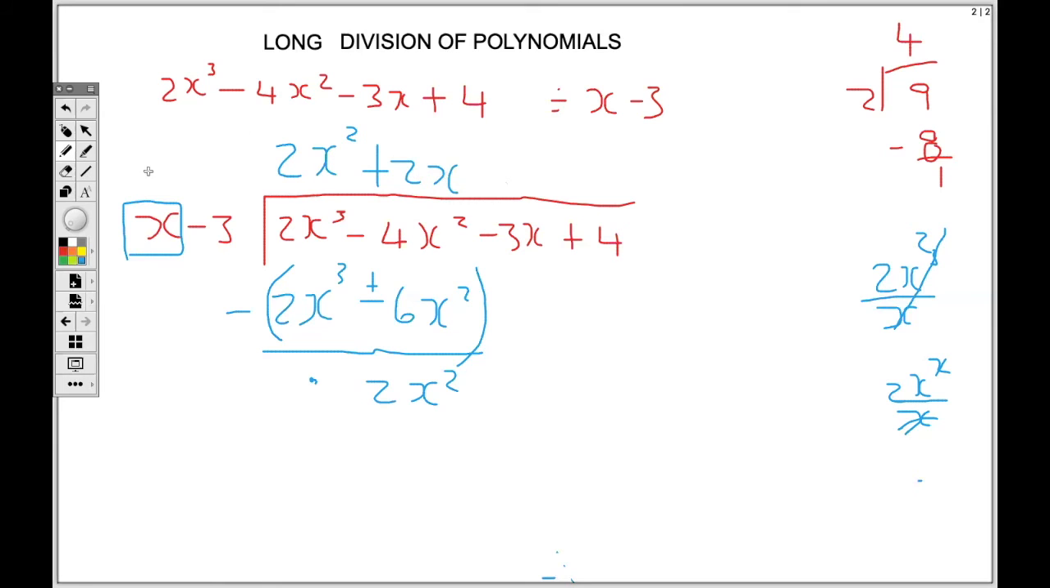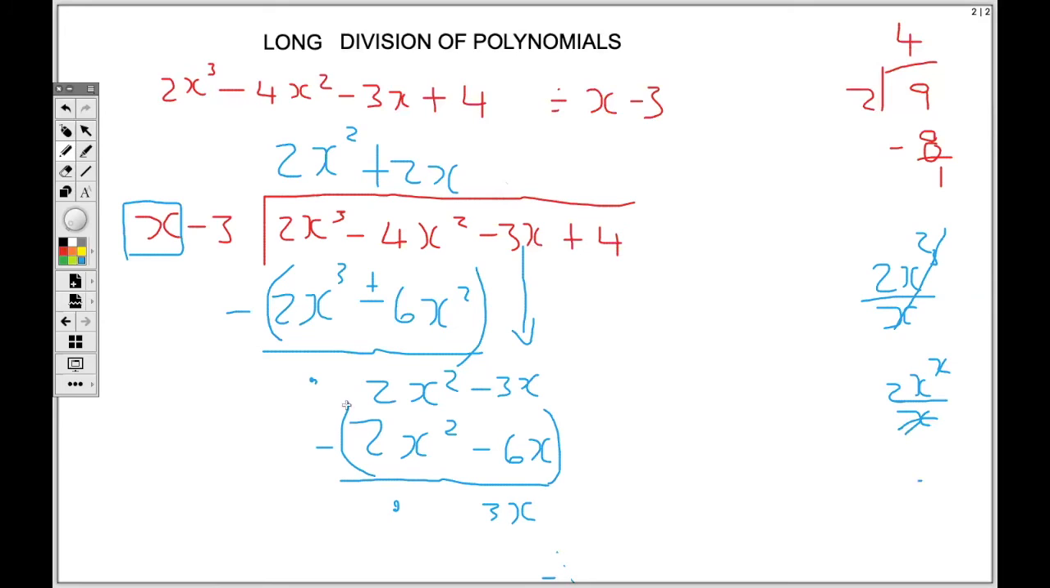Then we multiply the 2x by all of what we have as a divisor. So 2x times x gives you 2x squared. Then 2x times negative 3, that's minus 6x. Then we carry down the negative 3x. Have this in brackets, subtraction sign. 2x squared minus 2x squared, that's 0. Negative times negative, positive. So minus 3x plus 6x gives you positive 3x.